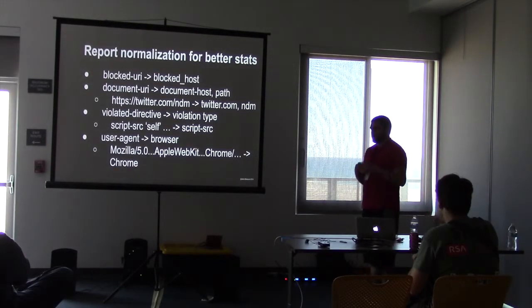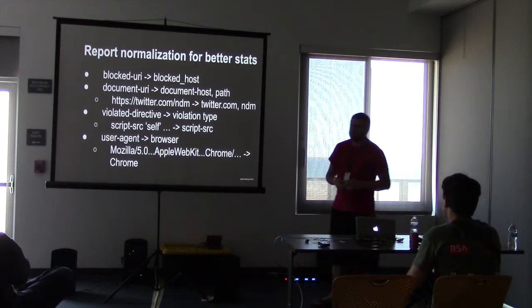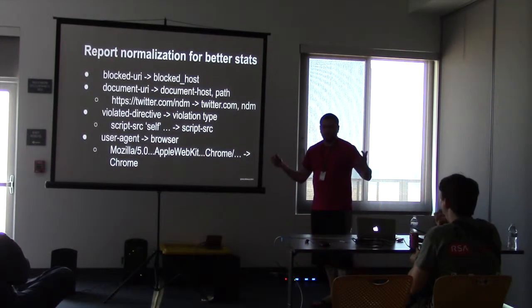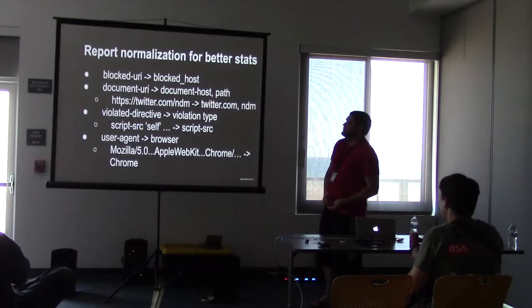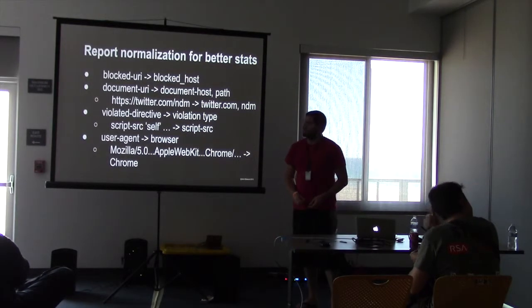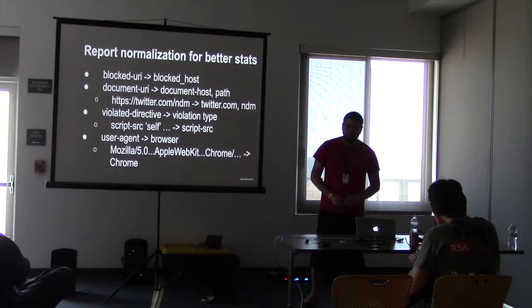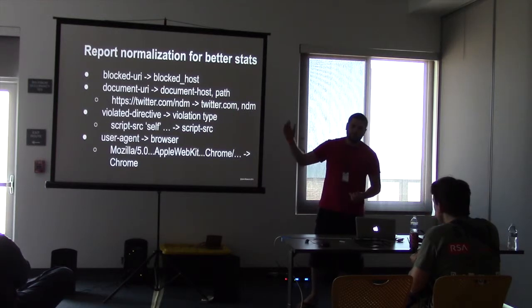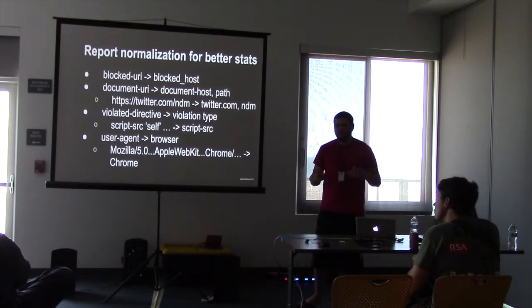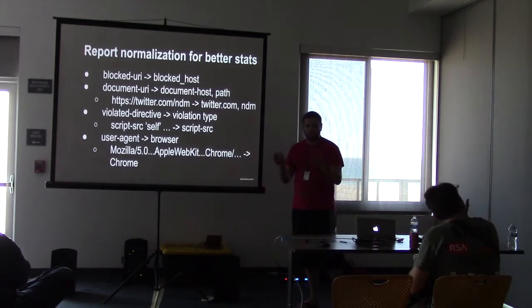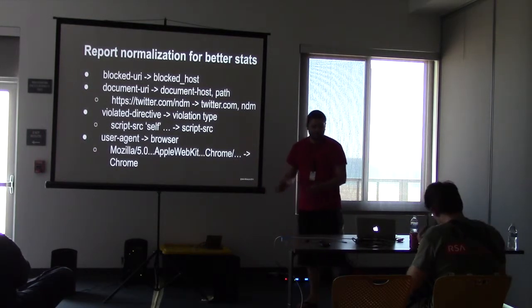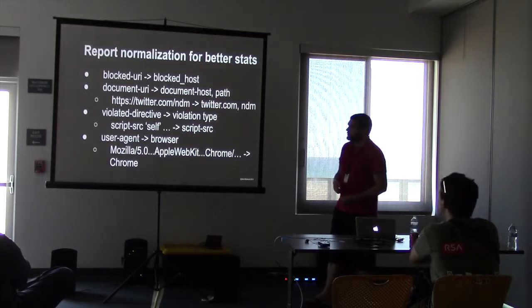Now you want to massage the data a little bit before you drop it into your big data thing. Blocked URI is not very important. What's more important is the blocked host. You might have a million different URIs for a blocked host, and that data gets muddied together. What you want to know is, holy crap, I'm loading a ton of resources from this one host that I don't want it to. It'll stick out much easier than reports.